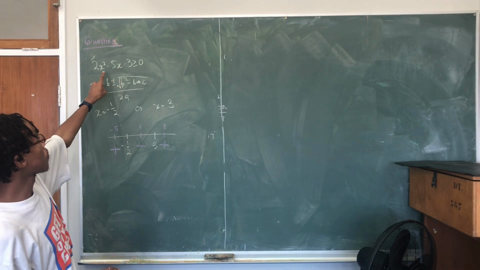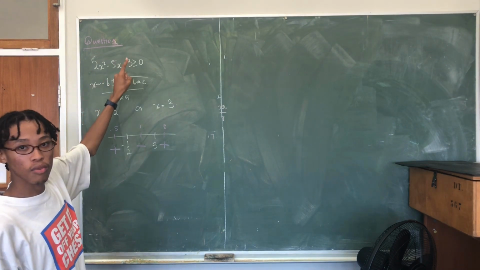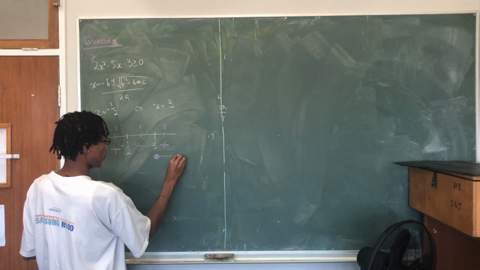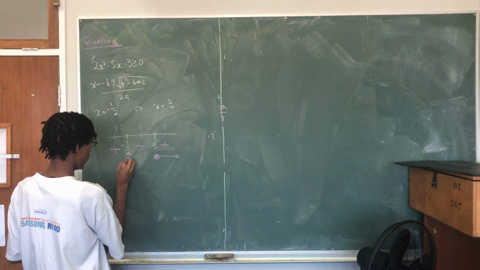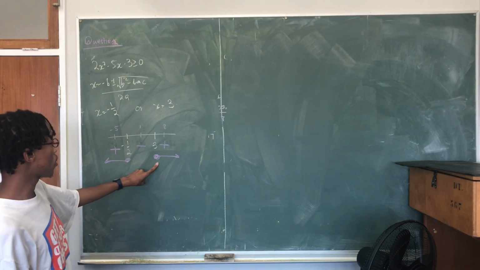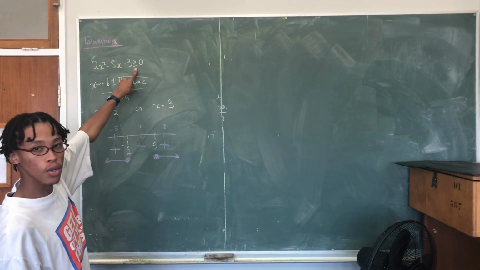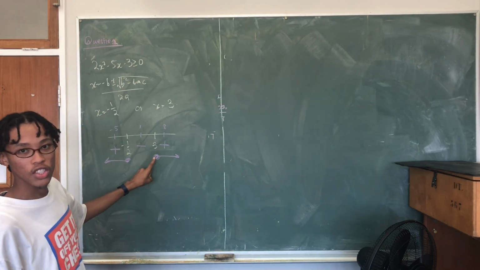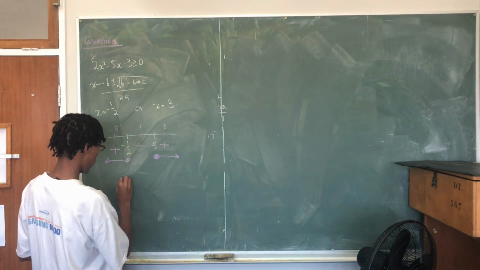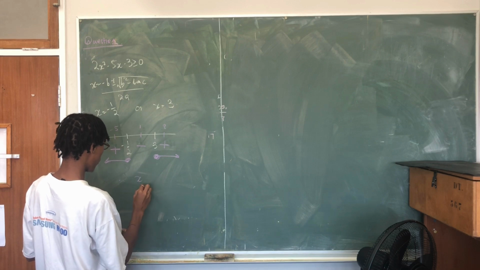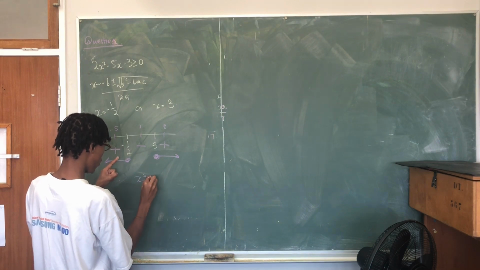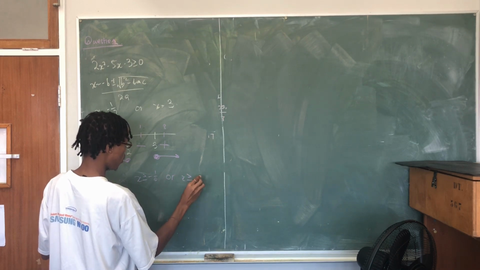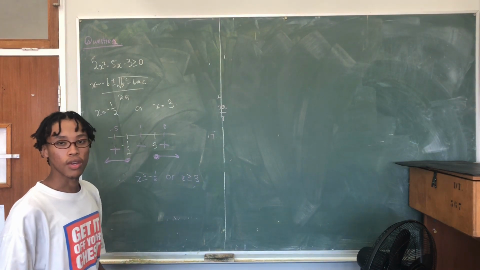And since we're looking for what makes this expression positive or equal to 0, these points are what we're looking for. These are closed circles because the equation says greater and equal. If we don't have an equal sign, then we need just an open circle. Therefore, we're looking for x values that are greater or equal to -half, or x values that are greater or equal to 3.